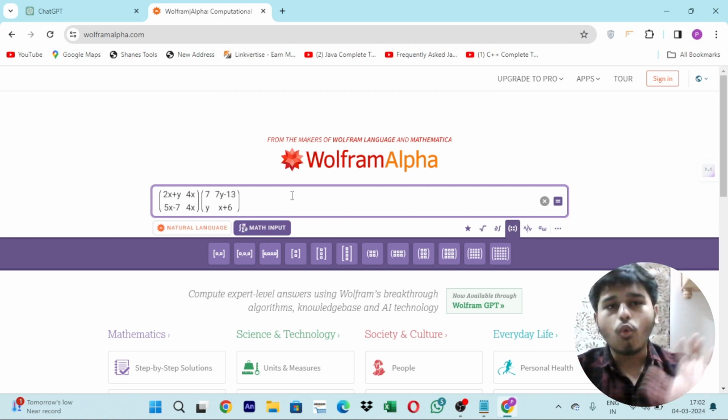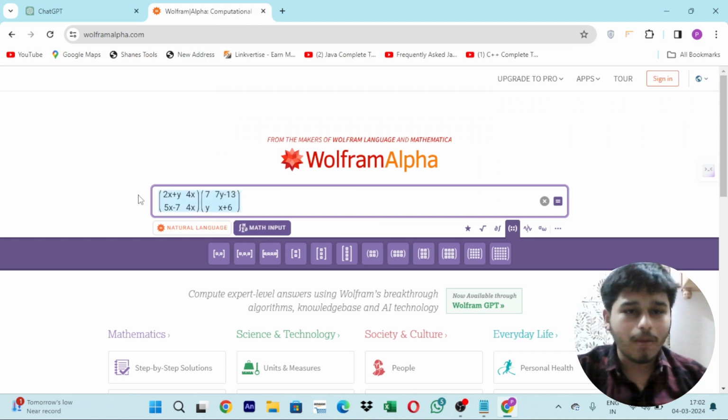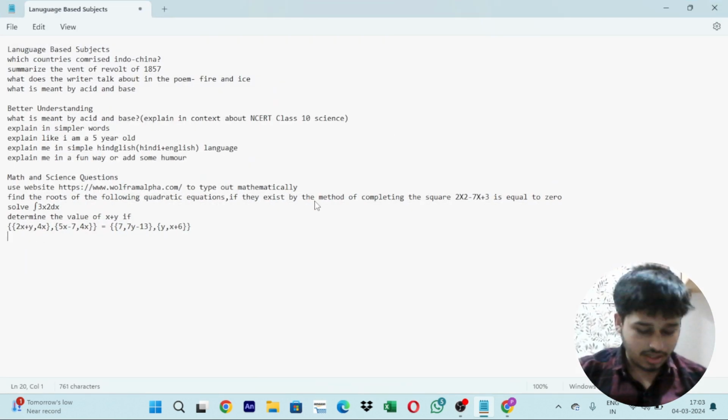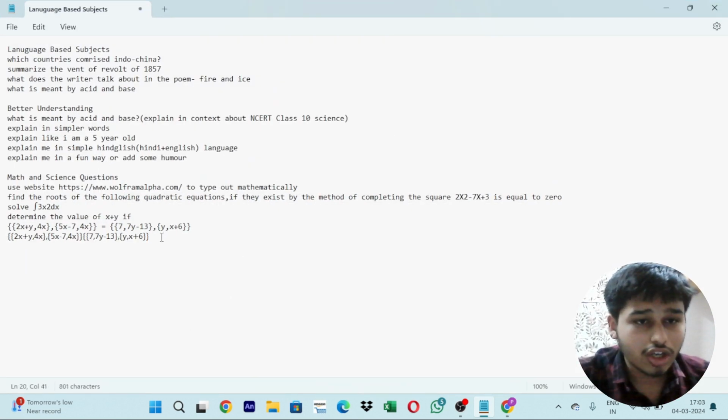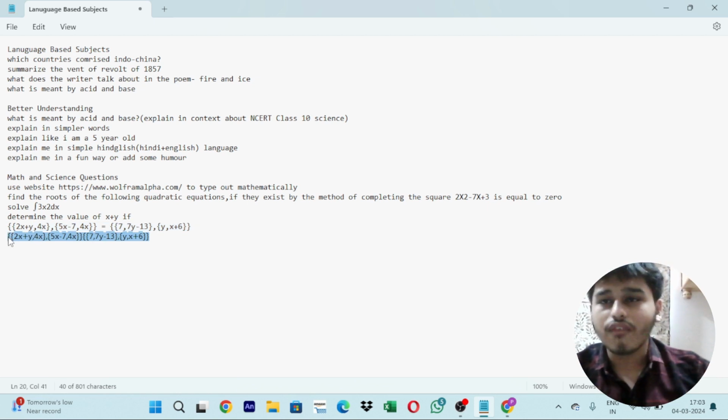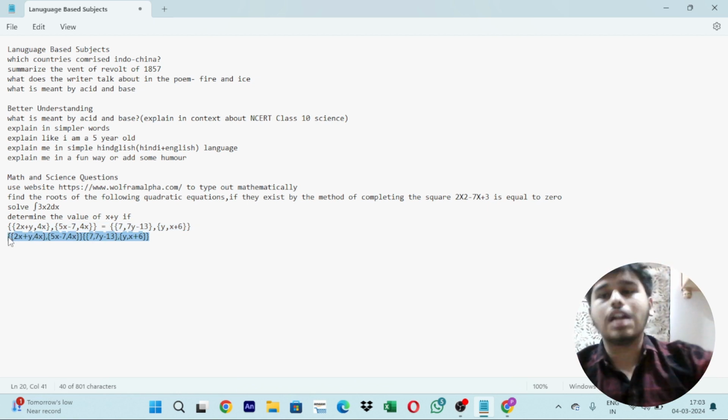Okay, so now what you have to do, guys, is just copy this, and I will show you in Notepad only. You have to just come over here, click on enter and paste it. You will see that your matrix will get generated with the help of Wolfram Alpha.